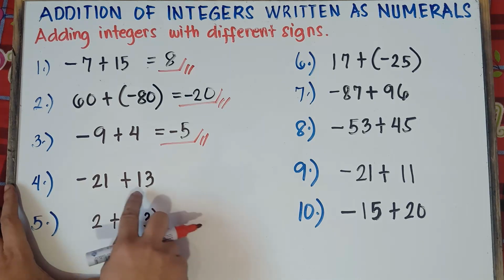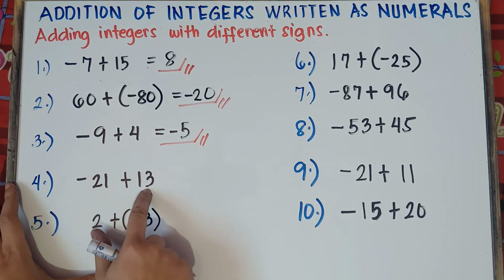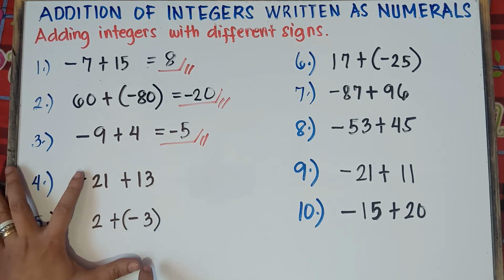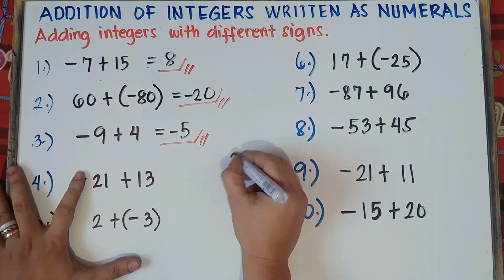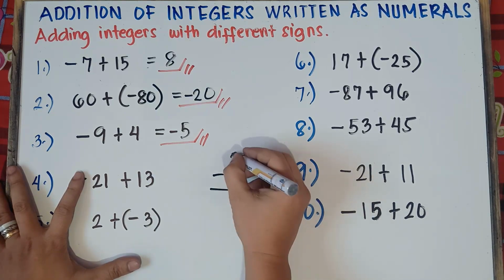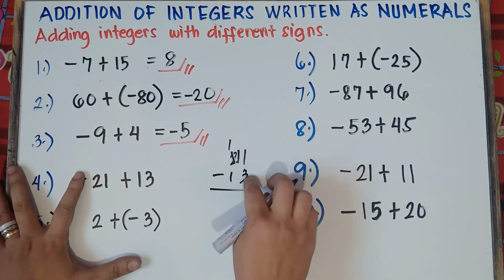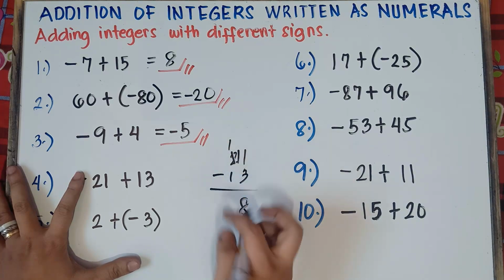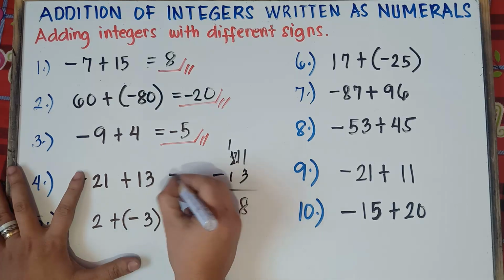Negative 21 plus 13. Once again, unlike signs, we have negative 21, we have positive 13. We subtract. Ignore first the sign of 21. It must be a bigger number minus the smaller number. So 21 minus 13. 1 minus 3, that cannot be. We borrow 1. So 2 becomes 1, and this 1 becomes 11. 11 minus 3, that's 8. 1 minus 1, that is 0. So therefore, 21 minus 13, the answer is 8.